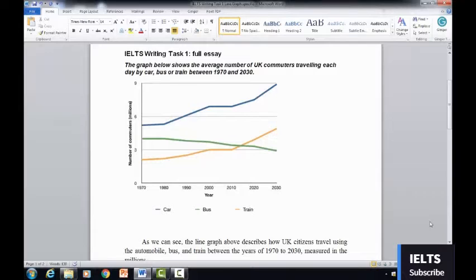What I'm saying is, when we're looking at the specifics, we have to break this line graph into two parts. The way I like to do it is I like to look at the years at the bottom. At the bottom we have 1970 to 2030. And so I'm going to break it into two different parts.